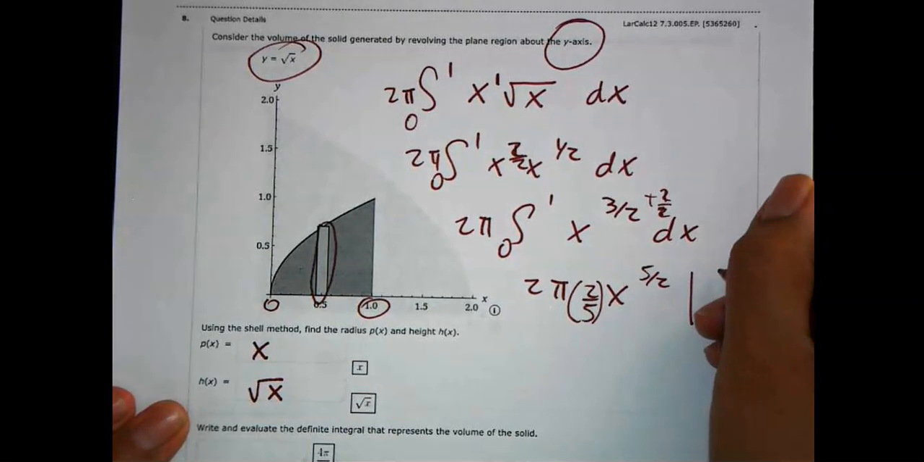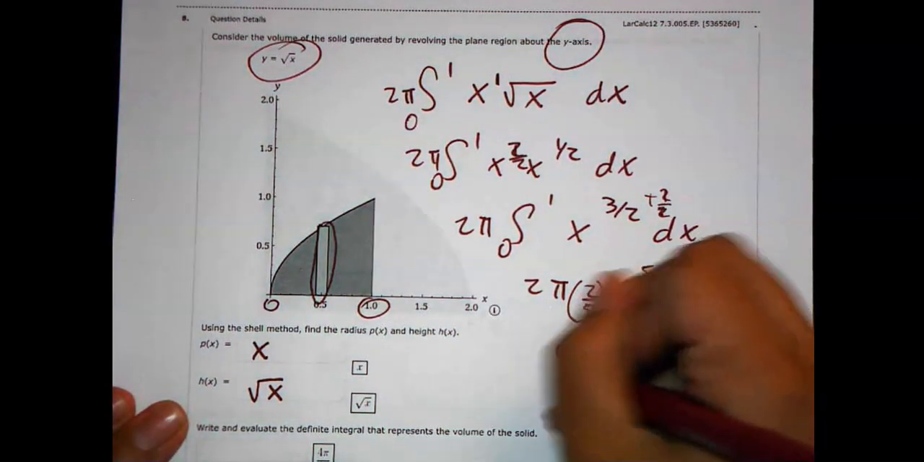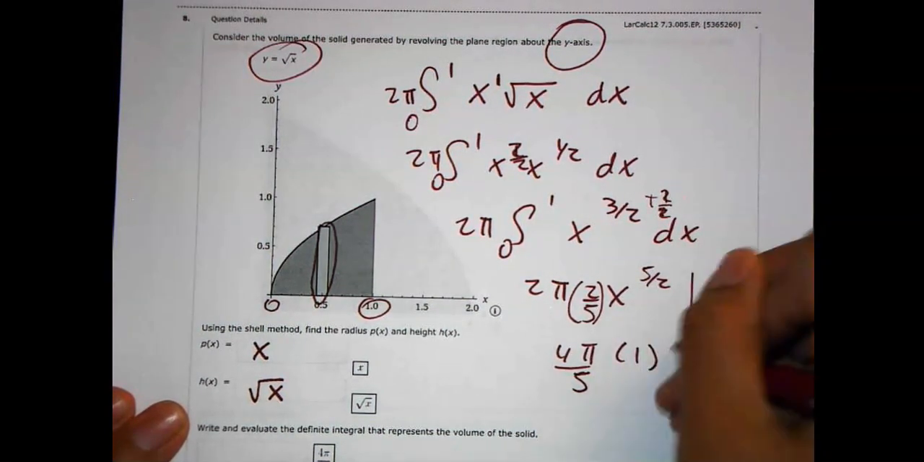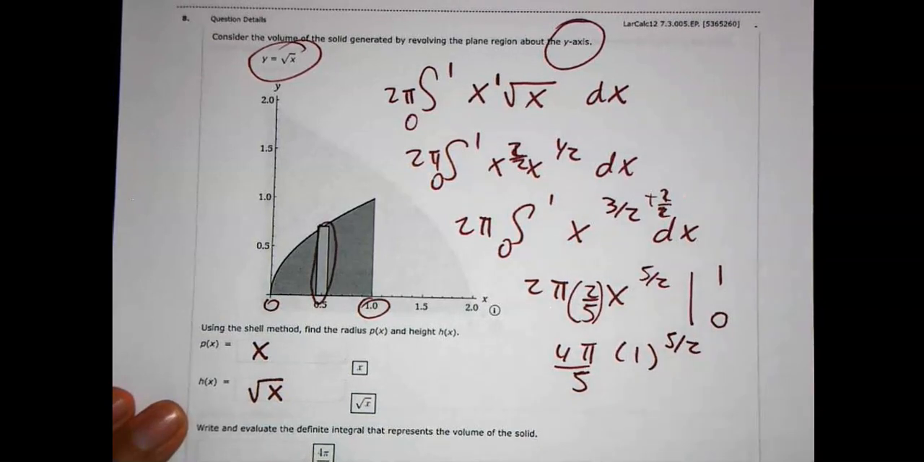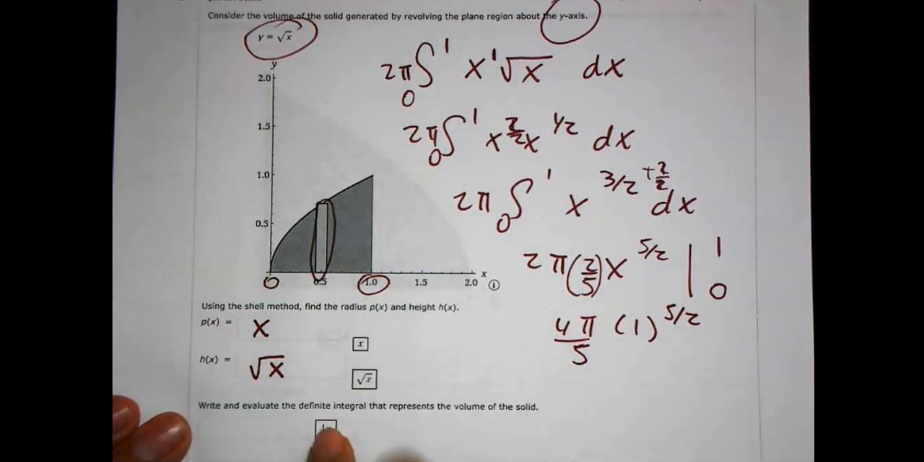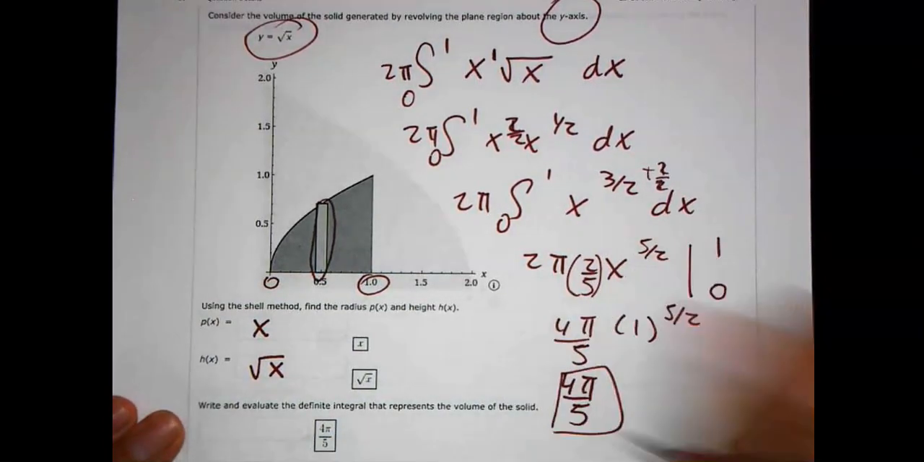We evaluate from 0 to 1. So then we have 4 pi over 5. This is going to be 1 to the 5 over 2, and that's just going to be 1. And that's where they're getting the answer 4 pi over 5.